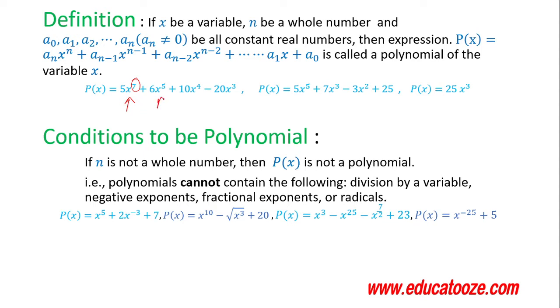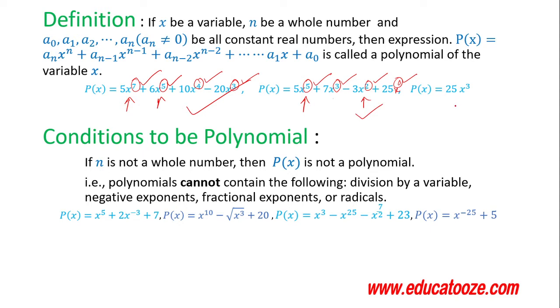Like, see, each power of the variable here, 7 is a whole number, again 5 is a whole number, 4 is a whole number, 3 is a whole number. So this particular algebraic expression is a polynomial. Again, if you consider the next example, 5x power 5, the power of the variable is a whole number. Again 7x cube, the power of the variable is a whole number. Again, the power of the variable is a whole number. So 25 can be written as 25 into x power 0. 0 is a whole number. So this particular algebraic expression is a polynomial.